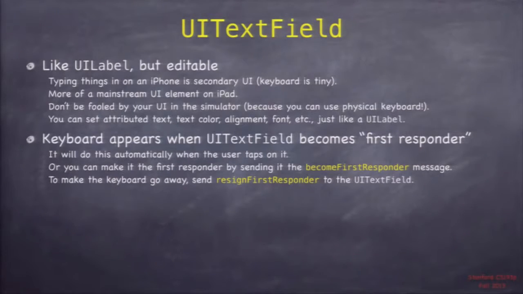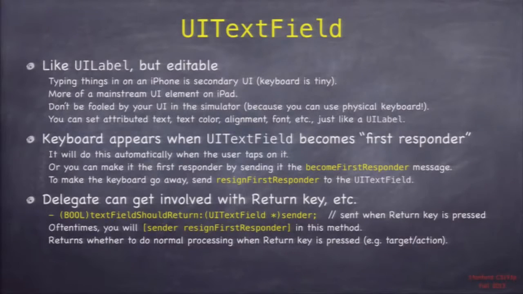And similarly, if you want the keyboard to go away, you send a message to the text field, resignFirstResponder. The first responder means where do keyboard presses on the keyboard go? Okay? So if you say becomeFirstResponder, the text field becomes the first responder, and the keyboard will appear, and key presses will go to that text field. And similarly resign, it'll go away. Okay?